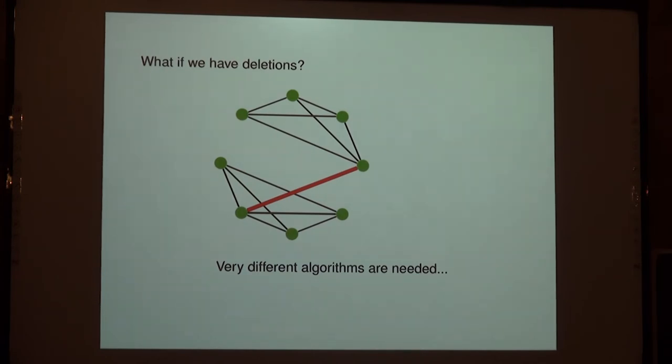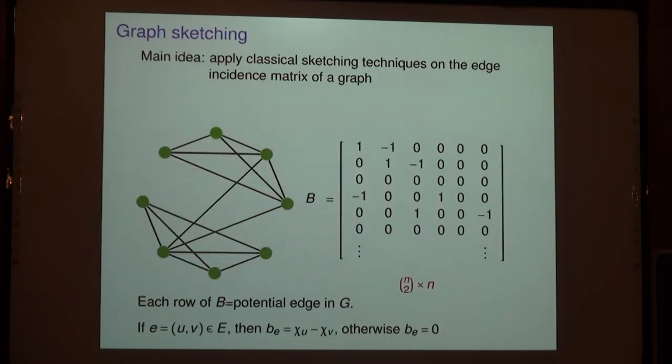And because of that, we will use sketching algorithms. So here's the main idea in graph sketching. This was introduced in 2012 in a very influential paper of Ahn, Guha, and McGregor. The idea is to apply classical sketching techniques on the edge incidence matrix of the graph. So basically, we will design algorithms that perform compression into n polylog n space, such that from this compressed representation, we can recover a spanning tree. And this compressed representation can be maintained in dynamic streams.